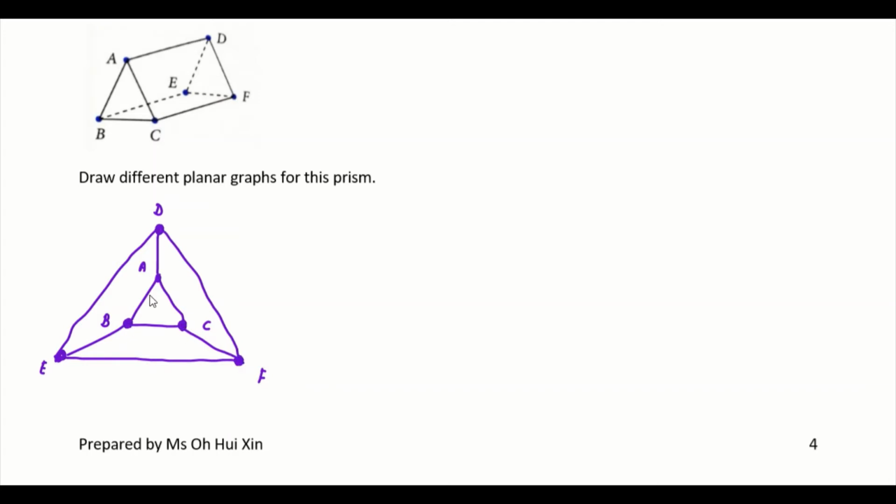So let's check. A is adjacent to B, C, and D. Then E is adjacent to D, F, and B. So that's right. You can check everything else as well. Make sure that you have the same edges, the same vertices, and the same faces.